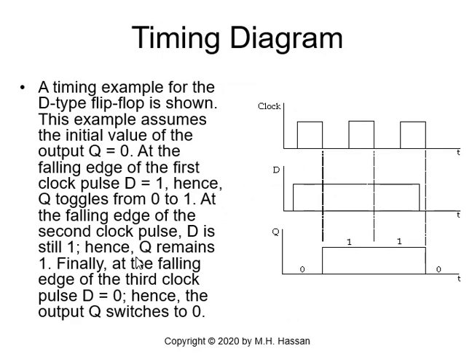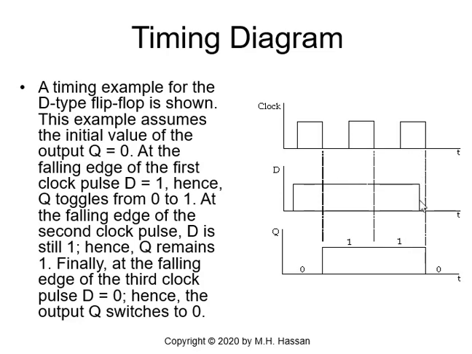Now, the timing diagram for an assumed D and Q and clock pulses. We see the timing example of the D-type flip-flop. At the negative edge, D is 1, initially Q is 0. At the negative edge, D is still 1, and Q will change state from 0 to 1, following the value of D. At the next negative edge, D is still 1, so Q will continue to be 1, because Q plus equals D.